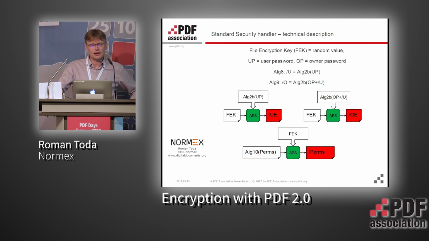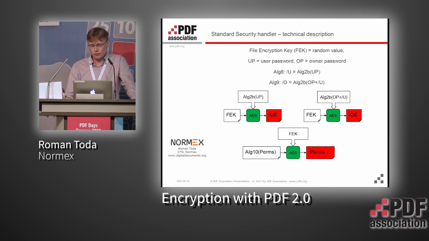If you are encrypting a file, you generate a random value as the file encryption key. You have a user password and an owner password, then you fill something in the encryption dictionary from the user password, and then from the owner password. There are algorithms that are described in the PDF specification very precisely. So it's mainly doing hashes from that. And then you are encrypting with those hashes the file encryption key, as well as permissions.